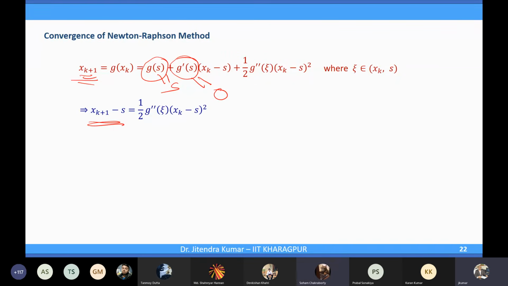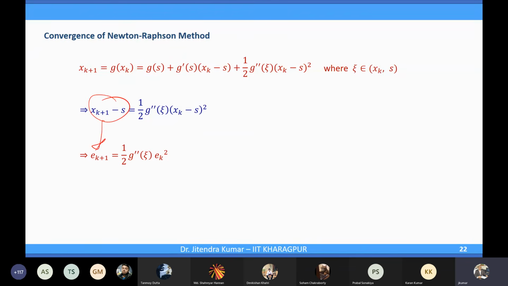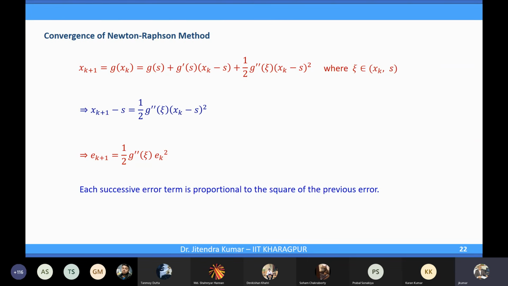Then you have half of this term. So this is e_{k+1}, right? The error at the (k+1)th iteration is equal to this one, and here you have the error at the previous iteration, e_k squared. What is interesting is that each successive error term is proportional to the square of the previous error. That's good news: the error in each step will be the square of the previous one. Just imagine that at some stage you have error 0.01.